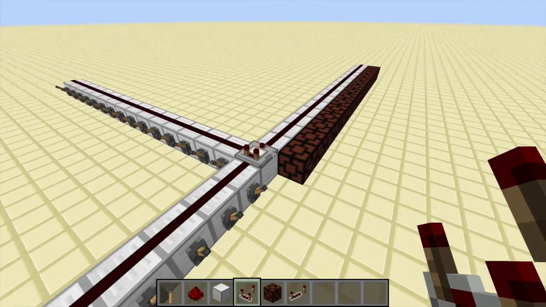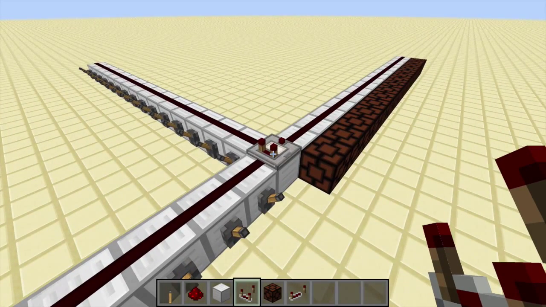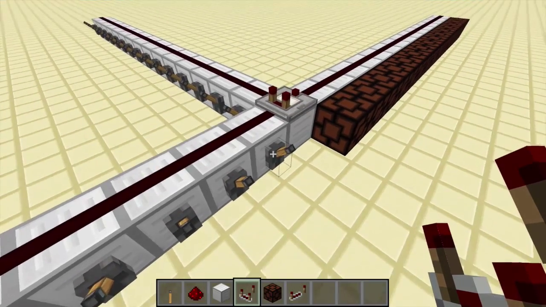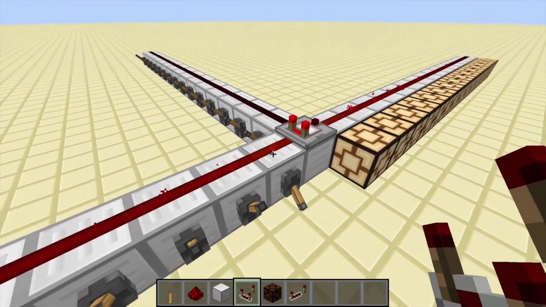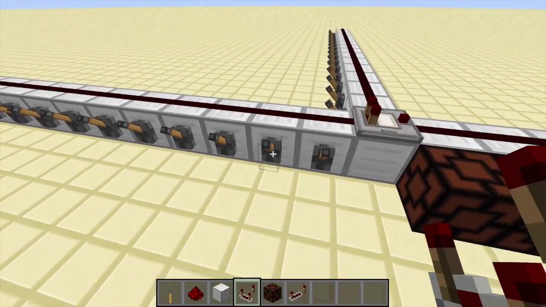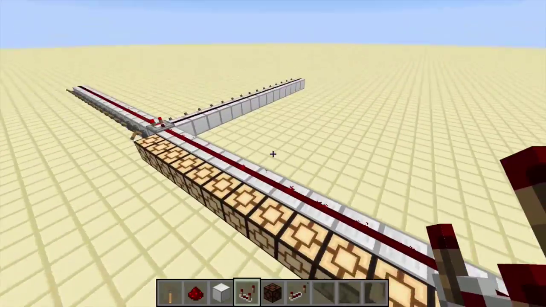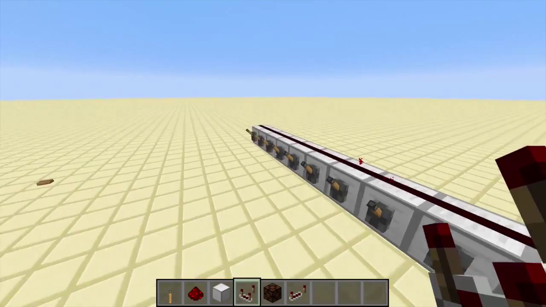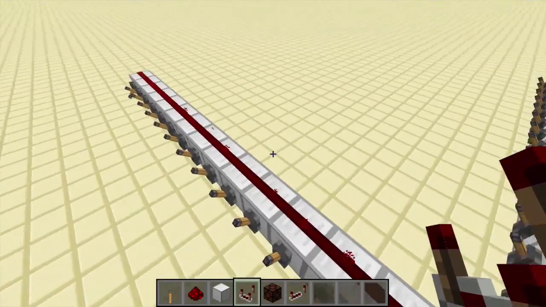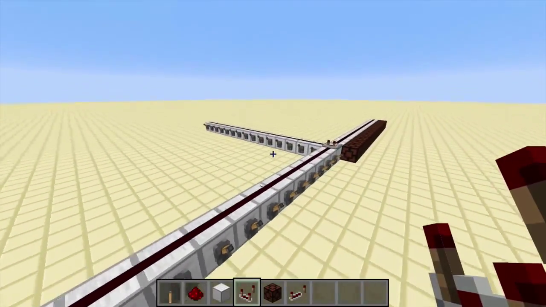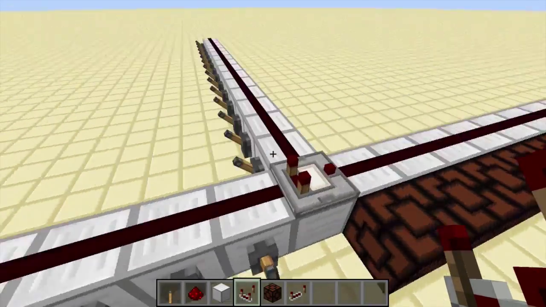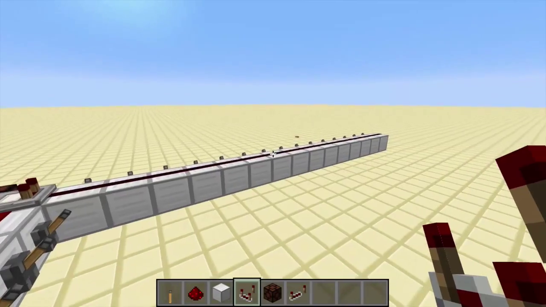So in compare mode, the comparator outputs exactly the same signal strength as inputted on the back. That means if I power it directly at where the comparator is, at signal strength 15, it will output 15 as well. If I input one less than 15, it will also output one less than 15. If I input the lowest signal strength like this, it will also output the lowest signal strength. So basically if the side input isn't on, it'll just mirror this redstone to right there. The side input does not affect anything if the back input isn't turned on.